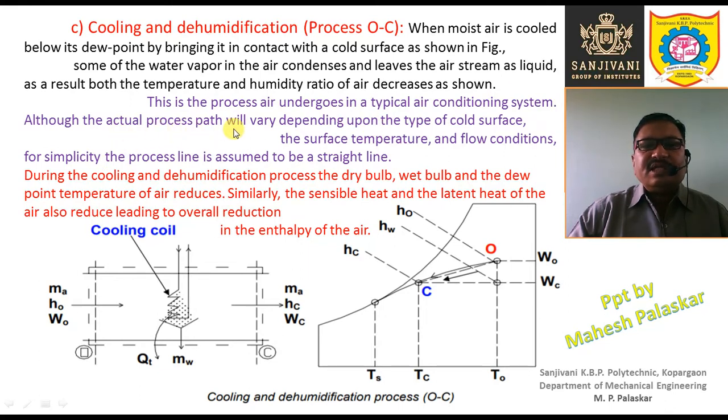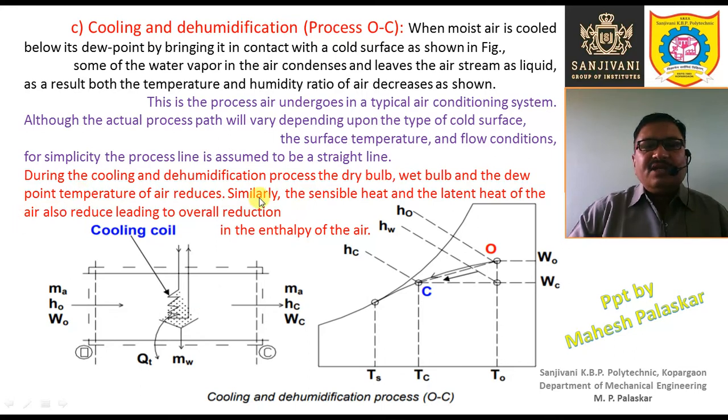Although the actual process path will vary, depending upon the type of the cold surface, the surface temperature, and flow conditions. For simplicity, the process line is assumed to be a straight line. The process line may not be exactly a straight line, but for simplicity it is assumed to be. The exact curve along which this process takes place depends upon the temperature of this cooling surface and some other factors.